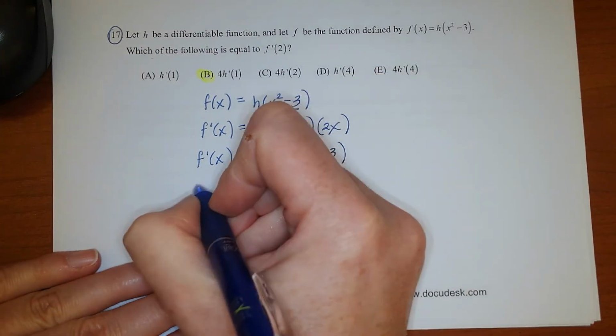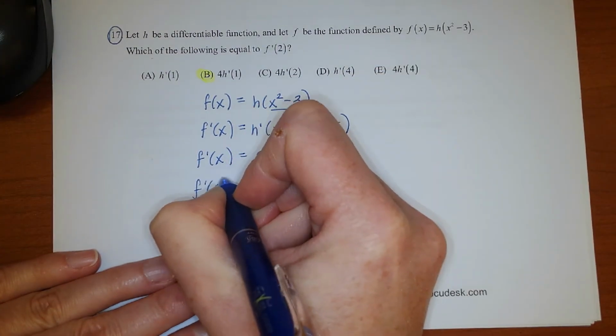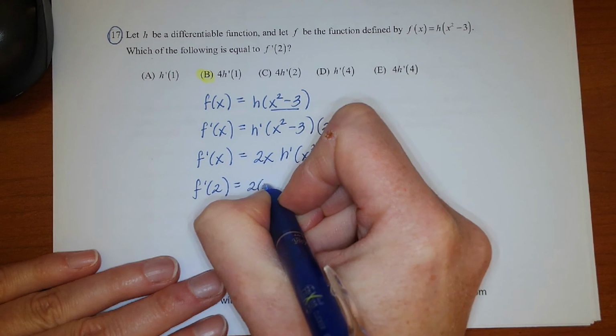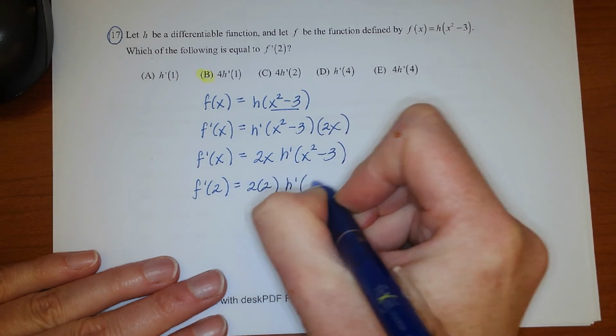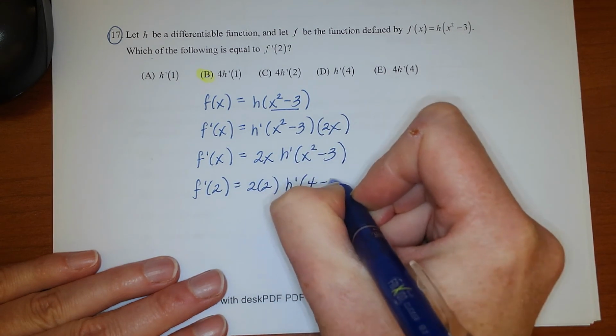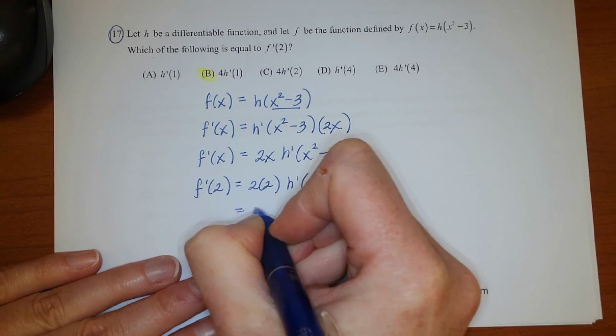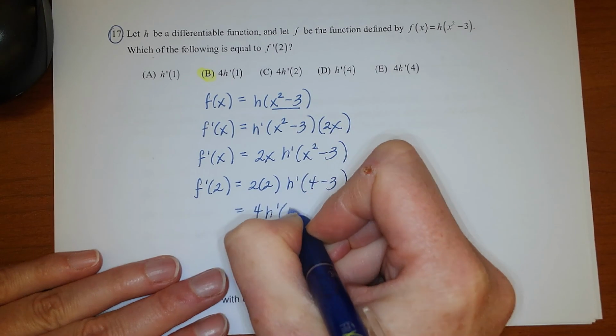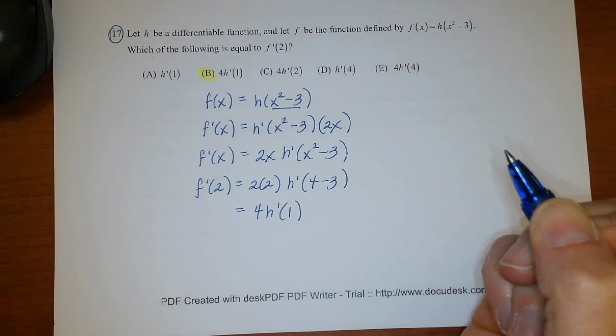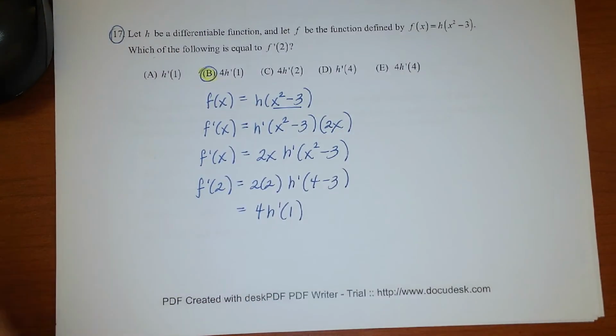And then f prime of 2 just means you plug 2 into the rule. 2 squared is 4. And so you get 4 times h prime of 1. Option B.